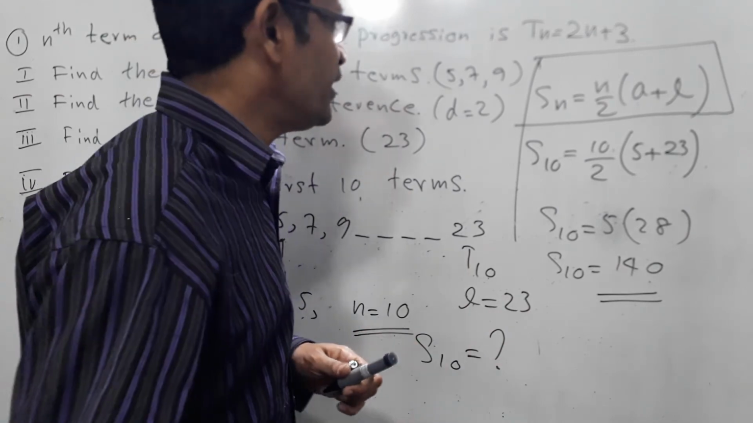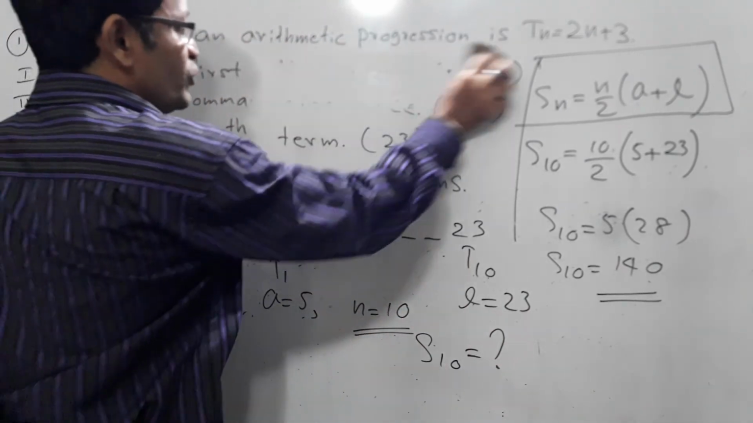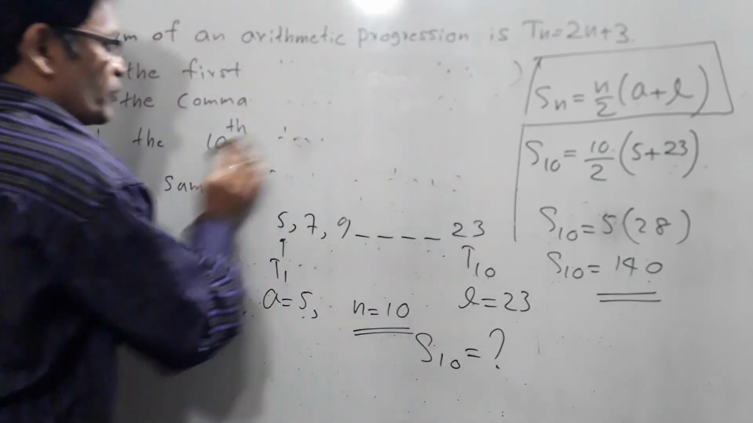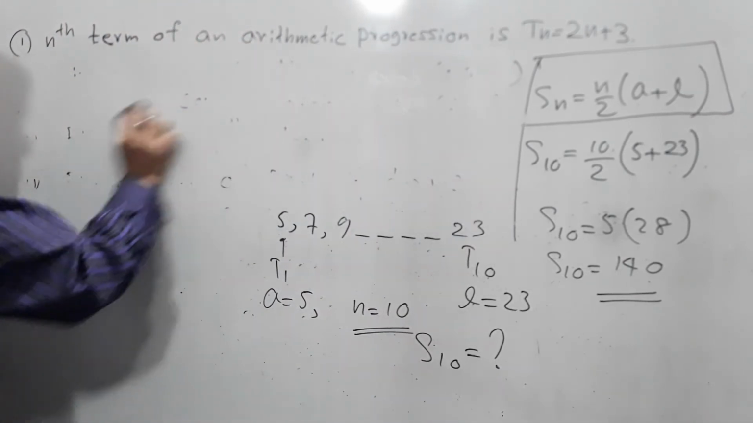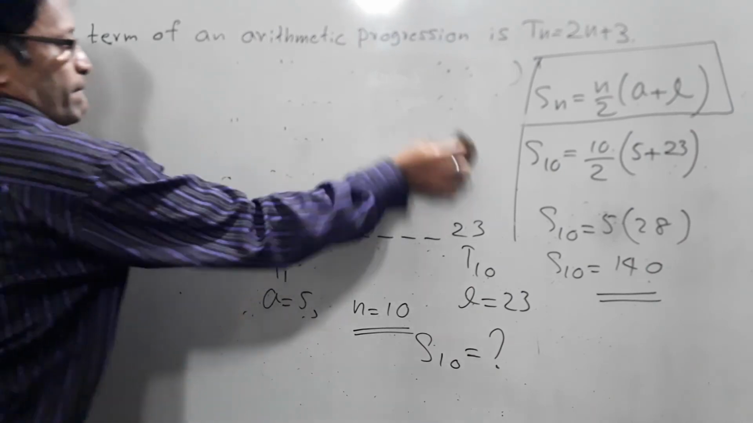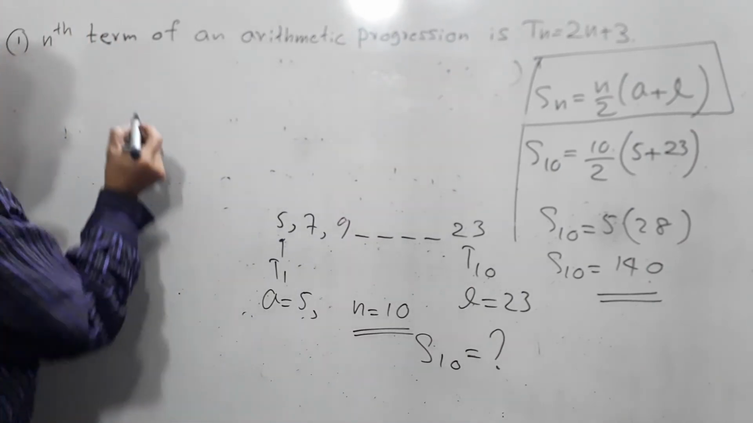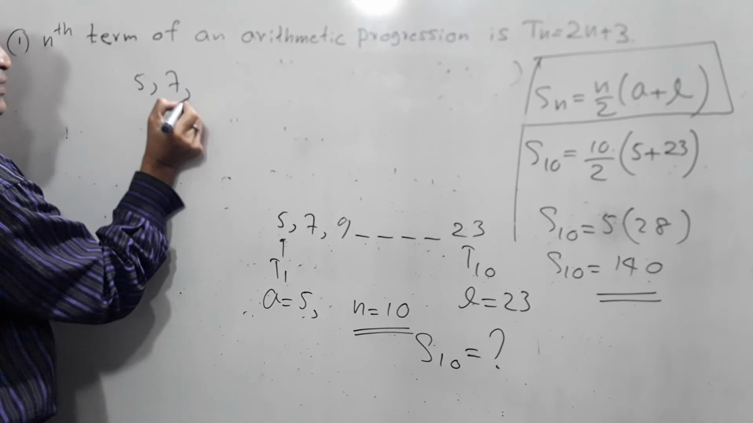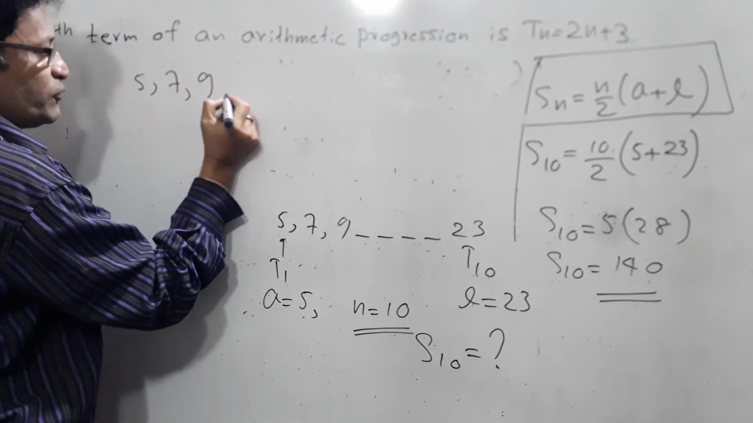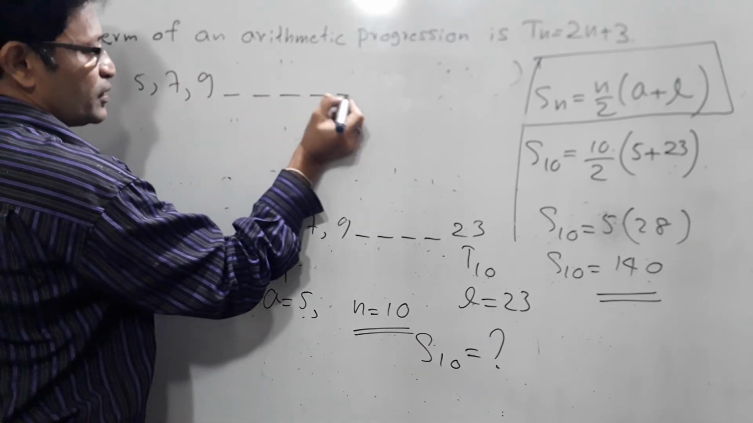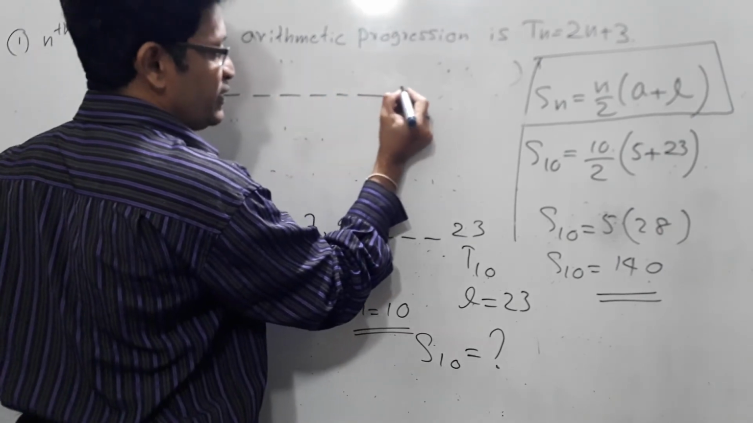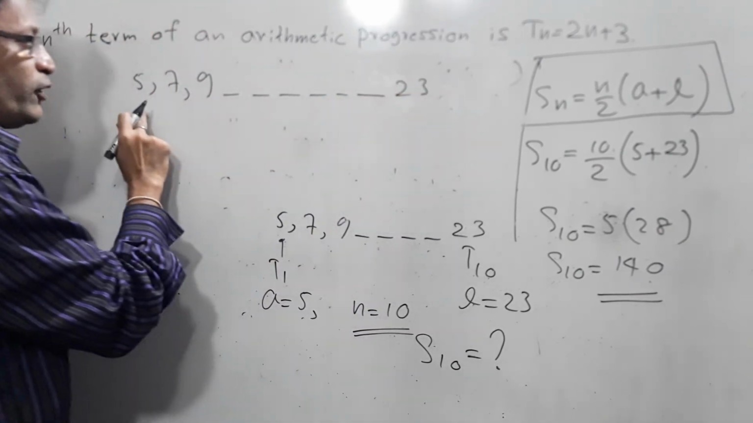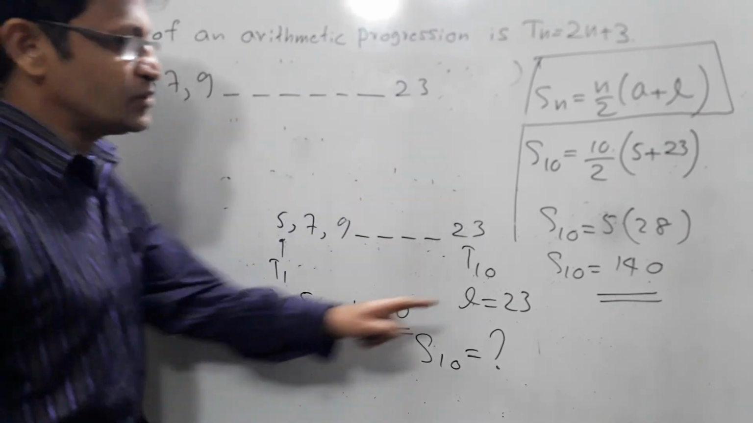Now what is the idea of this question? That means now you know the progression. The first term is 5, then 7, then 9, then there are a few more terms. Counting 1, 2, 3, 4, 5, 6, 7, 8, 9, 10, the 10th term is 23. So if you add all these terms, what is the answer?